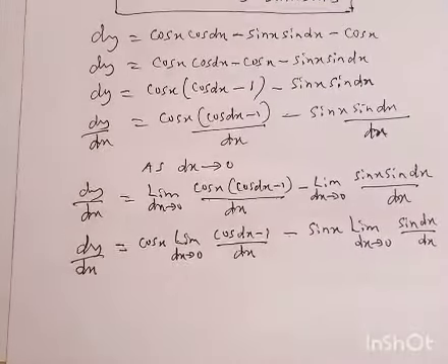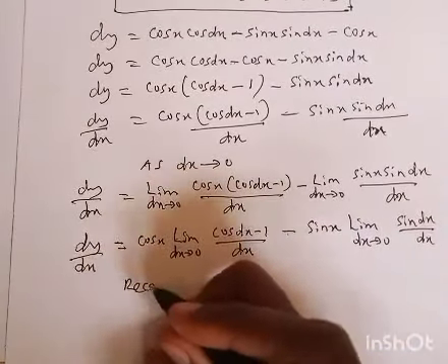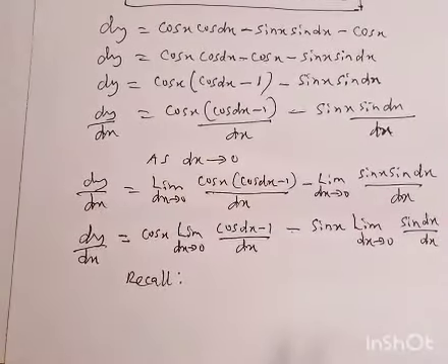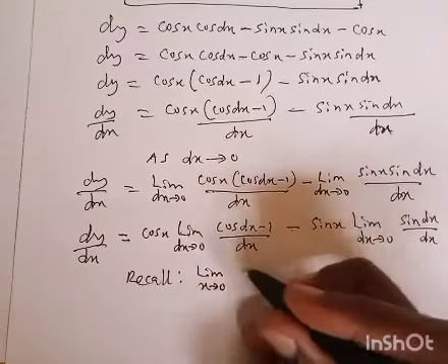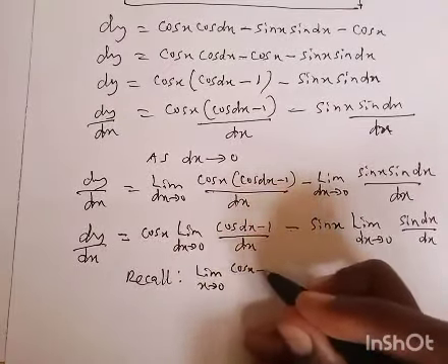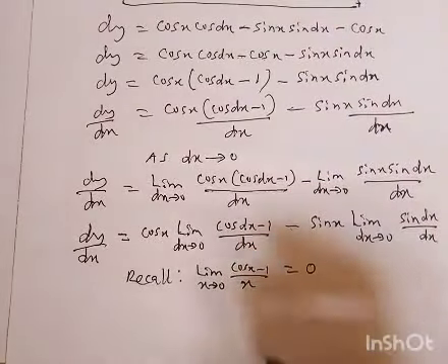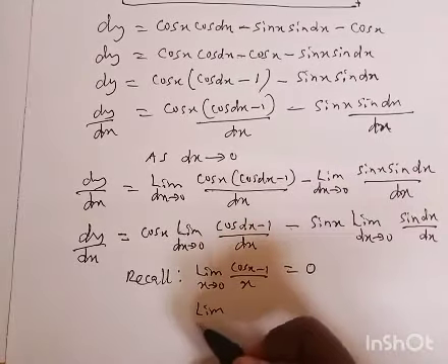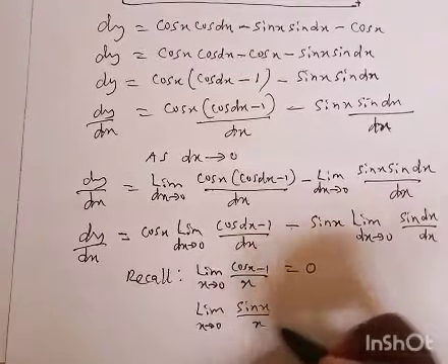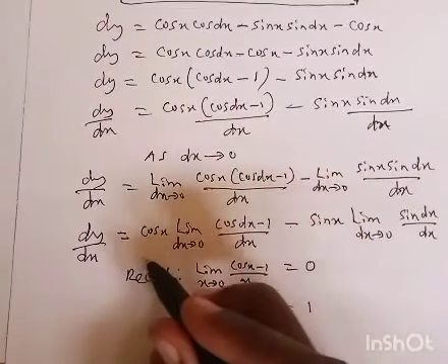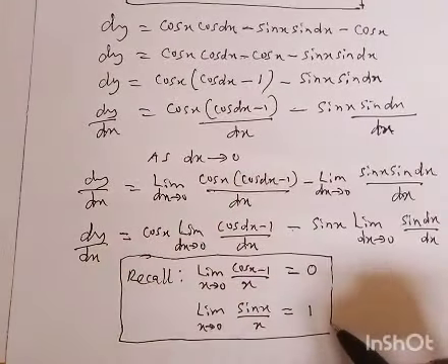Now, according to the theory of limits, if you can recall, the limit as x goes to 0 of cos x minus 1 over x is always 0. Also, the limit as x goes to 0 of sine x over x is always 1. So this is another rule you need to recall here.